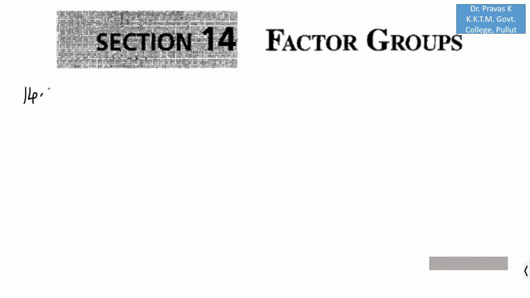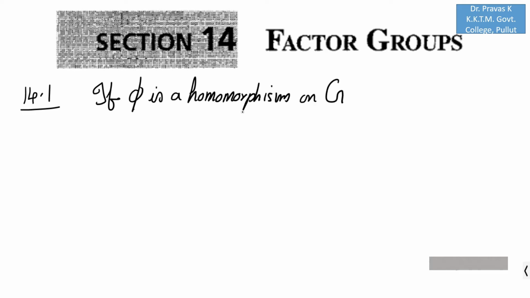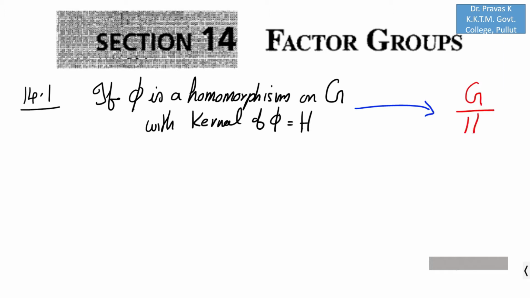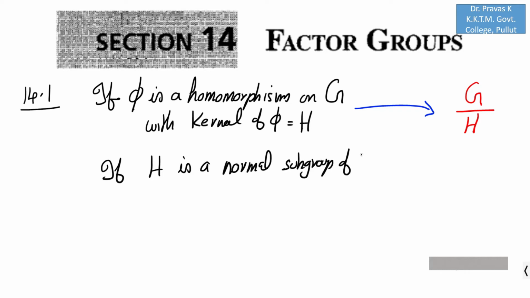Hello everyone. Let us continue our section 14 on factor groups. In theorem 14.1, we have seen that if phi is a homomorphism on G with the kernel of phi equal to H, then we can have a factor group G over H. Also, we saw that if H is a normal subgroup of G, then we can define a factor group G over H, which we saw in theorem 14.5.